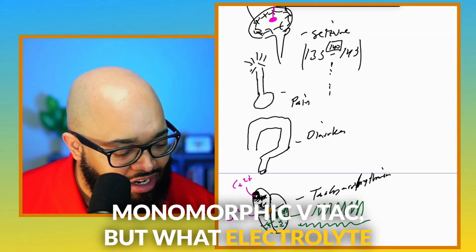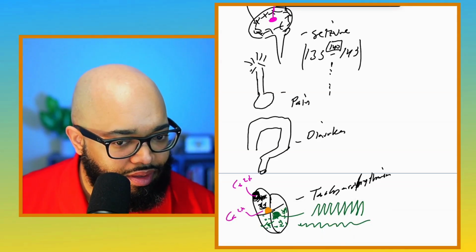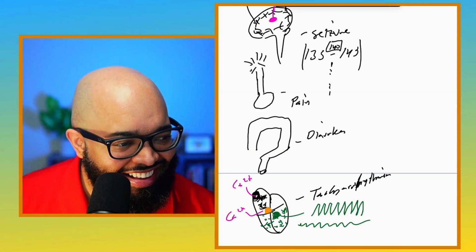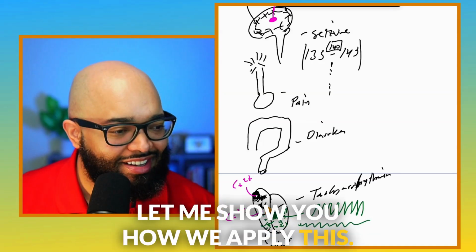we have V-fib. If we have one primary pacemaker that's firing off, now we have things like monomorphic V-tach. But what electrolyte is going to be responsible for stuff down here in the ventricles? Which one? She says sodium. Let me show you how we apply this.